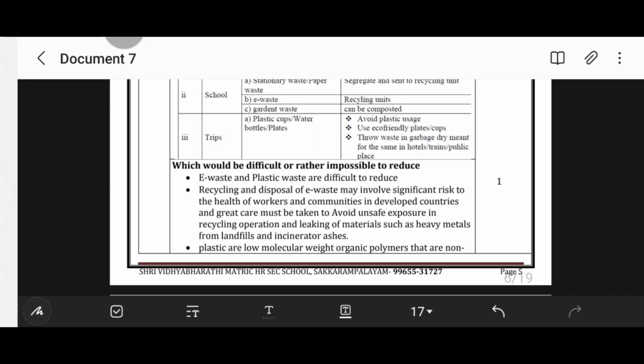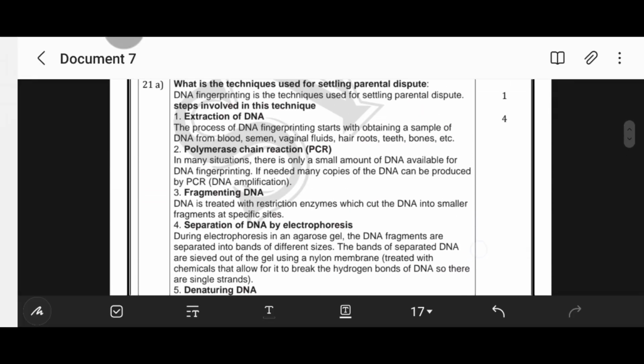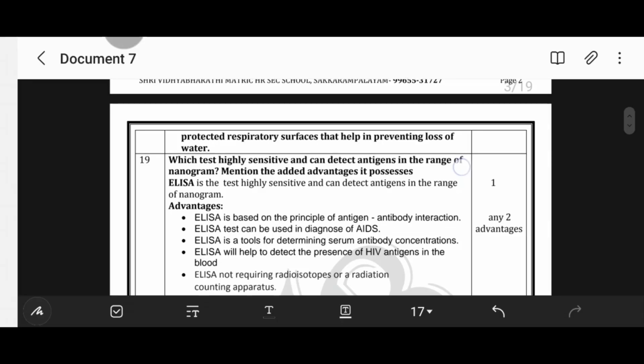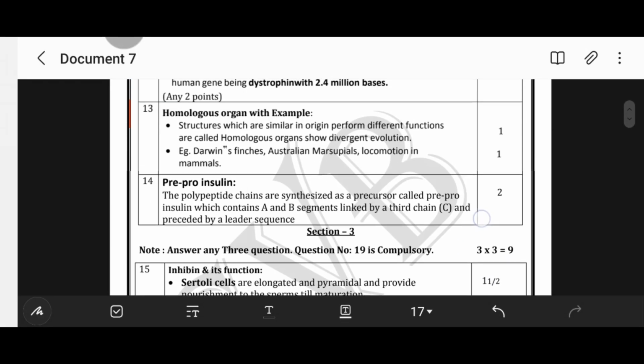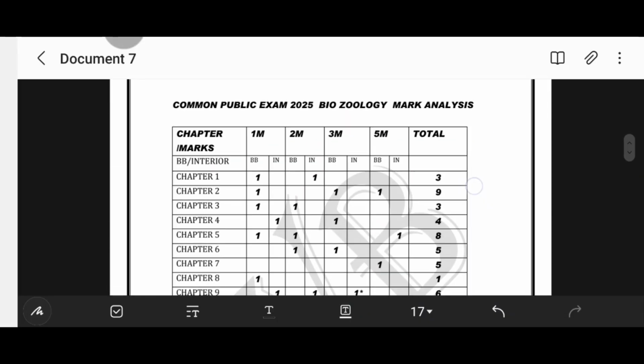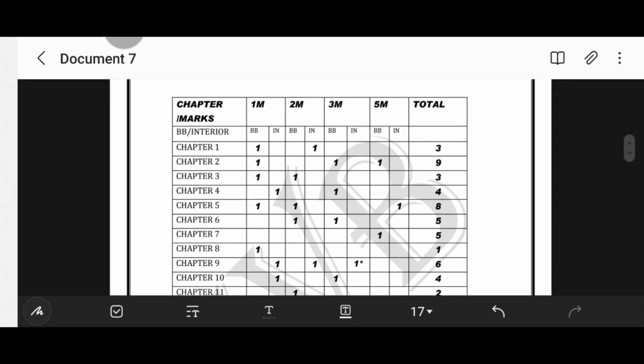So I hope this tentative answer key is useful for you, and then we have to look for the advantages in the government answer key. Finally, we discussed the overview of the common public exam 2025 Bio-Zoology mark analysis. Chapter 1: 3 marks, a 1-mark book-back question and a 2-mark interior question. Chapter 2: 9 marks. Chapter 3: 3 marks.